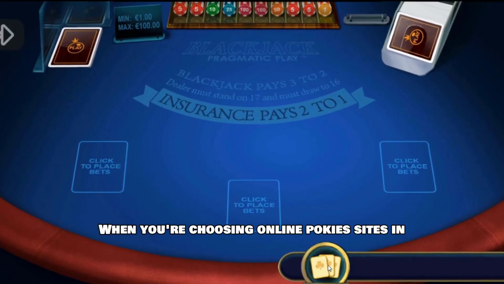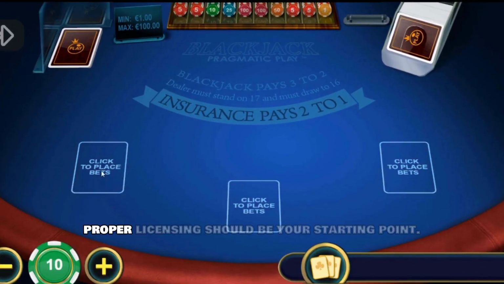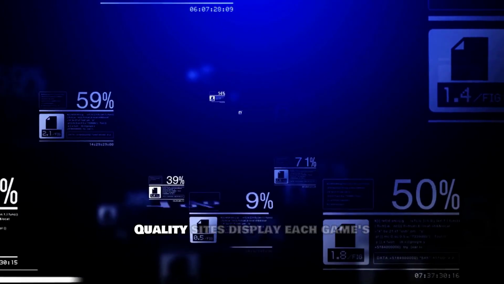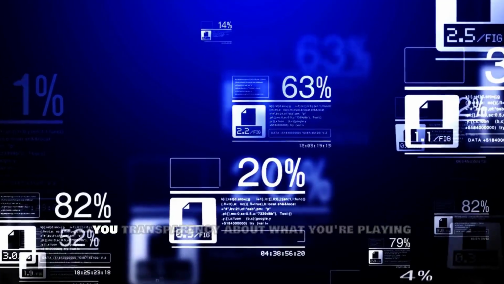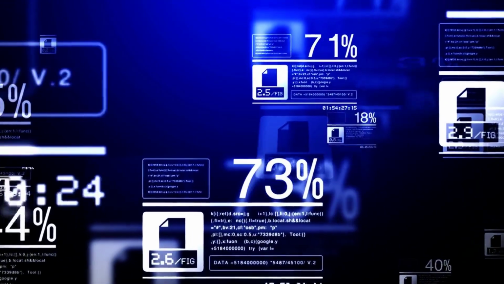When you're choosing online pokie sites in Australia for real cash play, verification of proper licensing should be your starting point. Quality sites display each game's RTP percentage in the game information, giving you transparency about what you're playing.